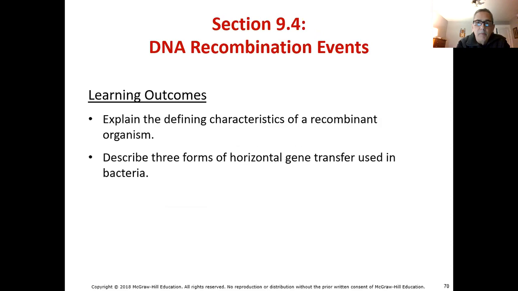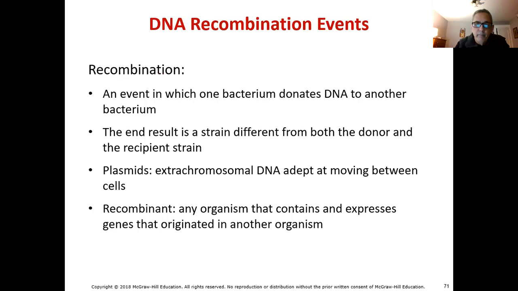DNA recombination events, what a recombinant organism is, and the three forms of horizontal gene transfer. So this only occurs in bacteria. It's how they get genetic variation. A recombination is any time a bacterium donates DNA to another one. The end result is a strain different from both the donor and recipient strain.